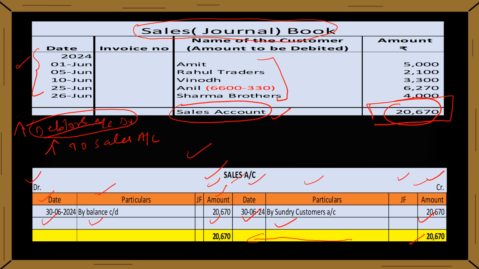Another thing I want to clarify. Previously I told you all the nominal accounts should be transferred to the trading and P&L account. Though the sales account is a nominal account, we are not transferring it to the trading and profit and loss account, because here we are closing the books at the end of the month. At the end of the year, suppose this company closes the books on 31st March, the total of all the months' sales will be transferred to the trading account. Not in the middle of the year. That is why we are having it as by balance carried down.